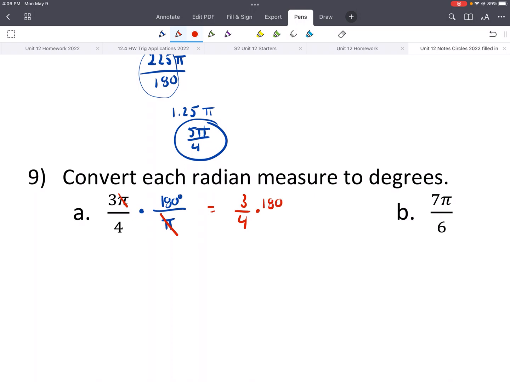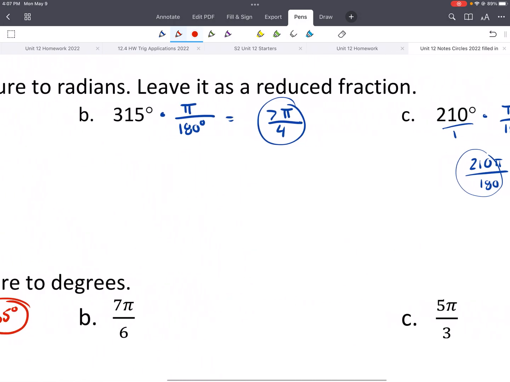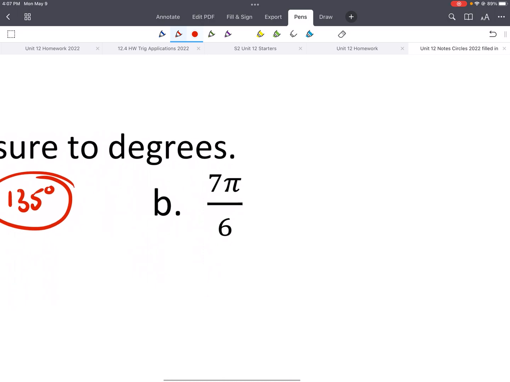You could do 3 times 180 and then divide it by 4, or you can do 3 divided by 4 and then times it by 180. Either way, you should get 135 degrees. So your answers here should be whole numbers. Make sure you use the degree symbol. And again, everything above should have pi in your answer. Okay? All right, so let's try another one.